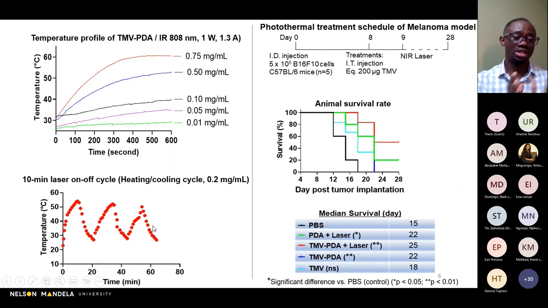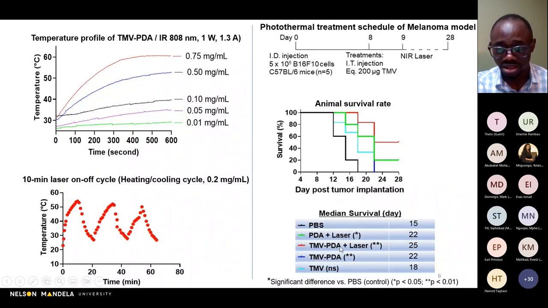After successfully coating the tobacco mosaic virus with polydopamine, we thought, okay, let's now try photothermal treatment of melanoma mouse models. I'm just briefly giving you an idea of what we saw preliminarily, and then I will go into the more detailed study later. Basically, we provoked cancer in black mice with B16F10. After we established the tumor, after 8 days, we injected the product, and 1 day later, we irradiated with near-infrared light. Then we followed the treatment over time using tumor size measurement and body weight variation, and most particularly looking at the survival rate.